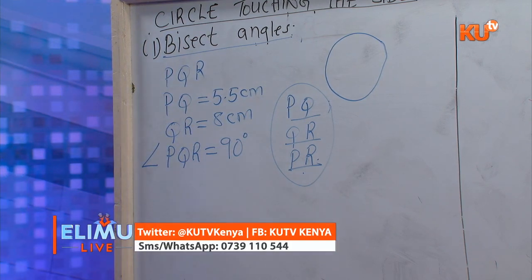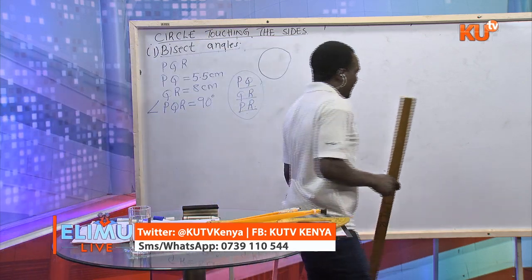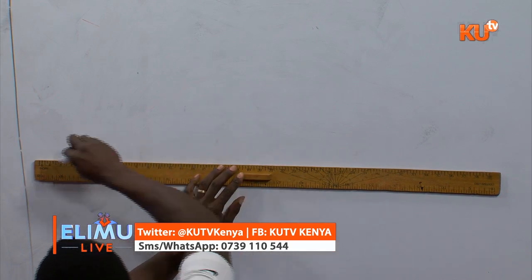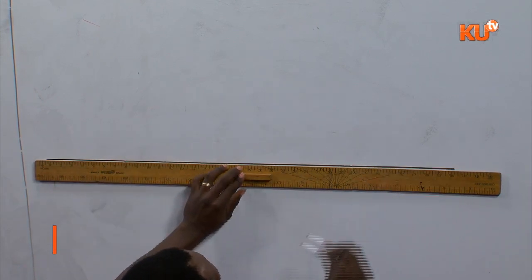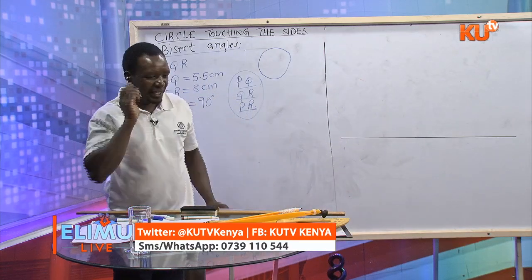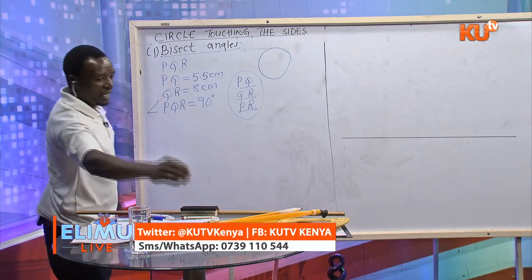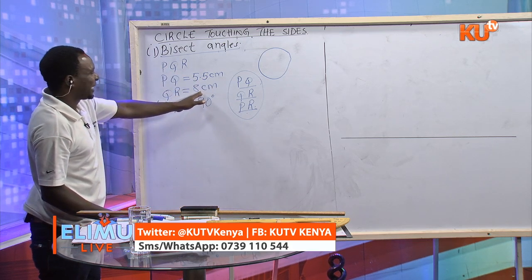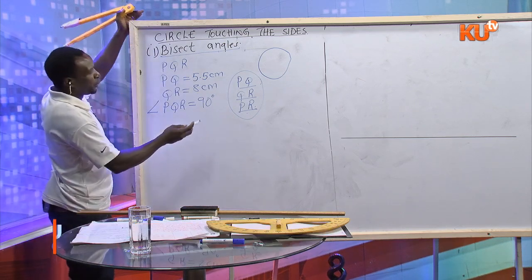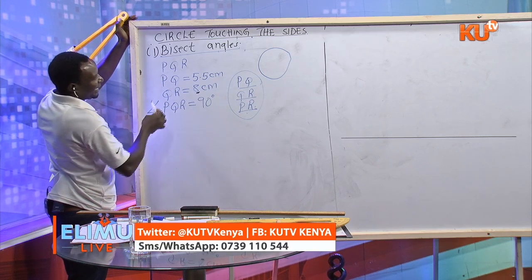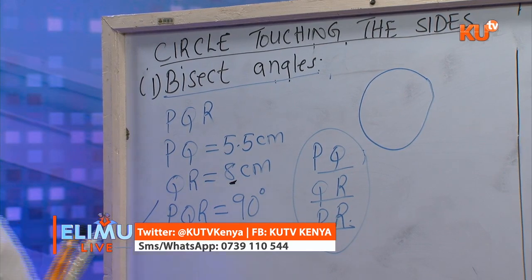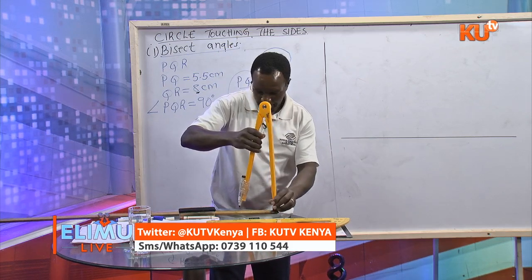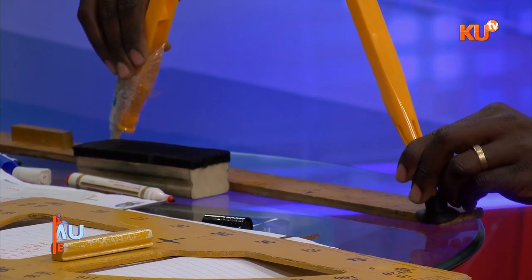Let us go to our construction. I'm sure there at home you have already drawn a long line. You are waiting for me to continue. So draw a long line. There it is. After drawing that one, now come to our information. We have PQ 5.5, QR 8 centimeters. I usually like using the longer side to be my base. And here I'm going to use 8 centimeters. So measure 8 centimeters. And ensure you use your ruler well. Don't use the inches.